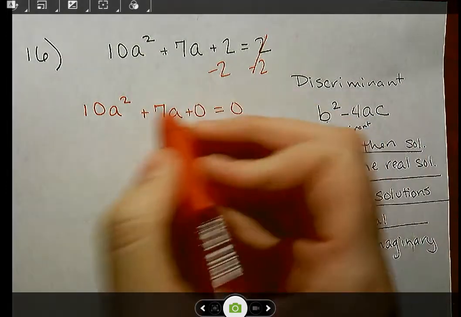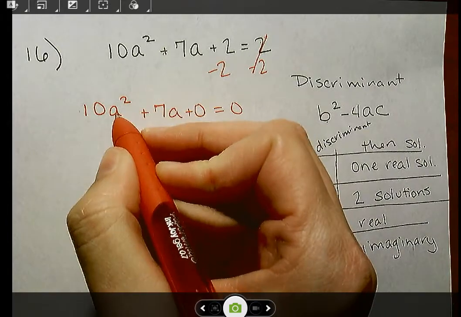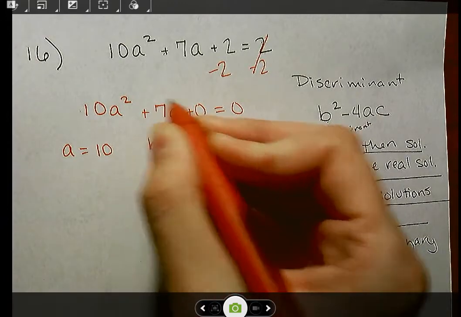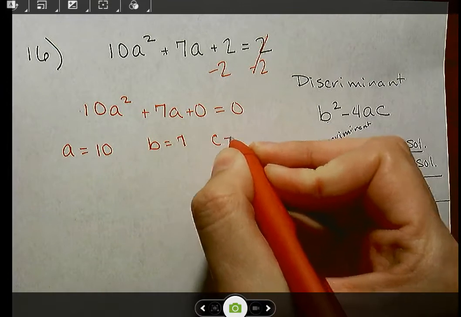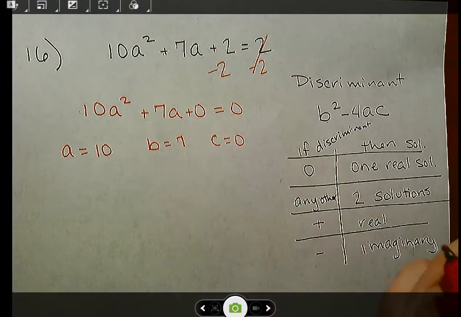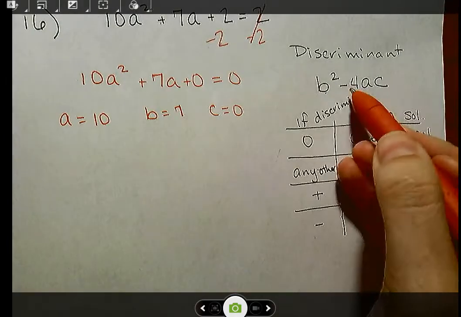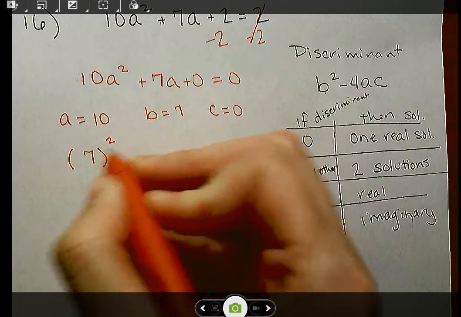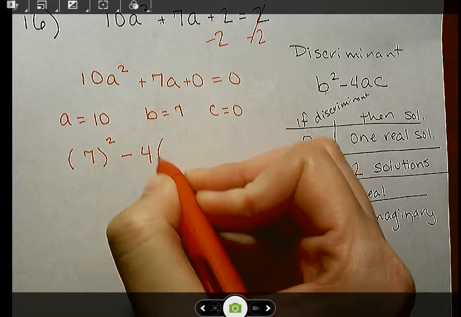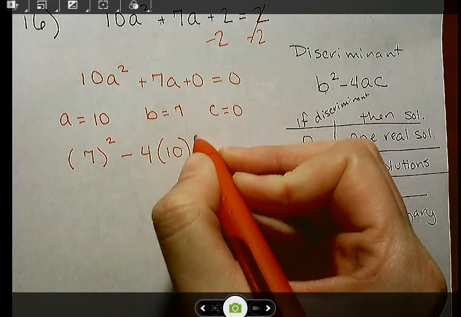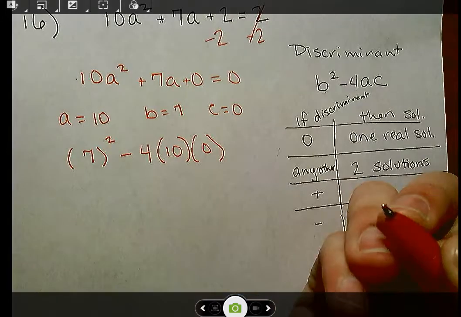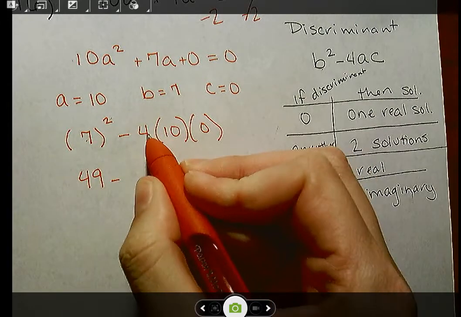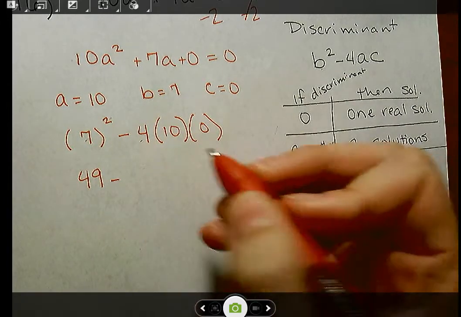So we'll find our a, b, and c. A is the number in front of the variable squared. So a equals 10. B is equal to 7. And c in this example is equal to 0. So now using this formula, b squared, b is 7, minus 4 times a, which is 10, times c, which is 0. So 7 squared is 49, minus 4 times 10 is 40, and 40 times 0 is 0.